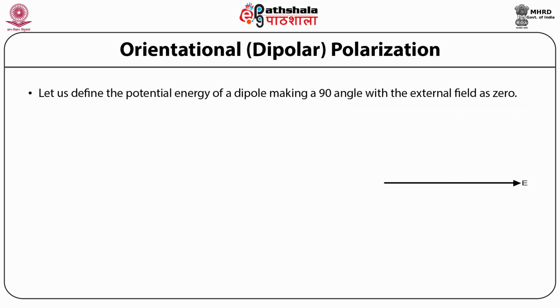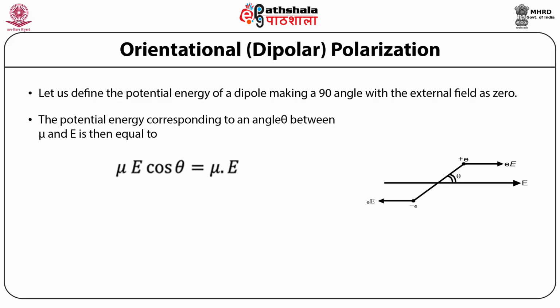Let us define the potential energy of a dipole making a 90 degree angle with the external field as 0. The potential energy corresponding to an angle theta between mu and E is then equal to minus mu E cos theta, which is equal to minus mu dot E.